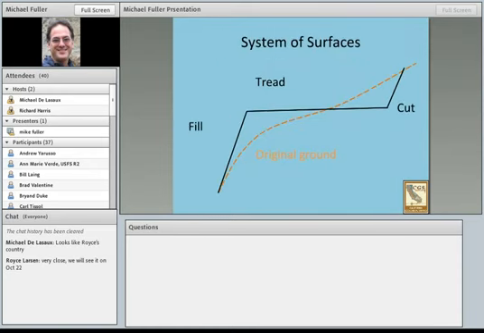Understanding the design of a road helps to direct and communicate observations. A cross-section perpendicular to the center line provides a convenient division of surfaces.